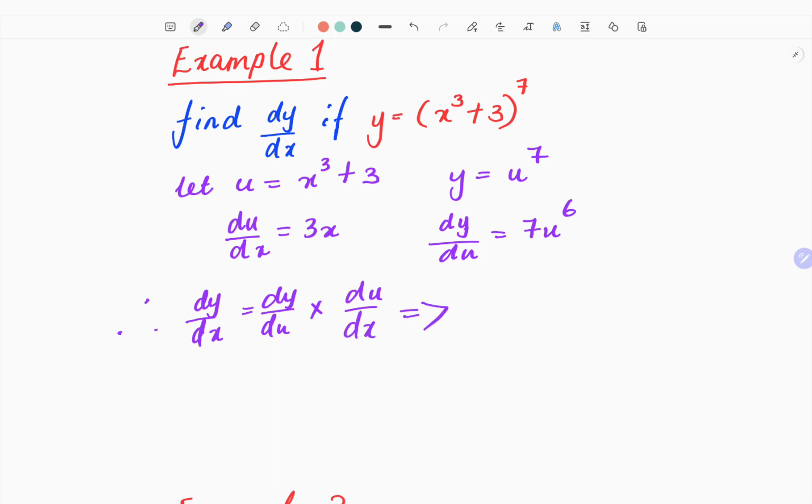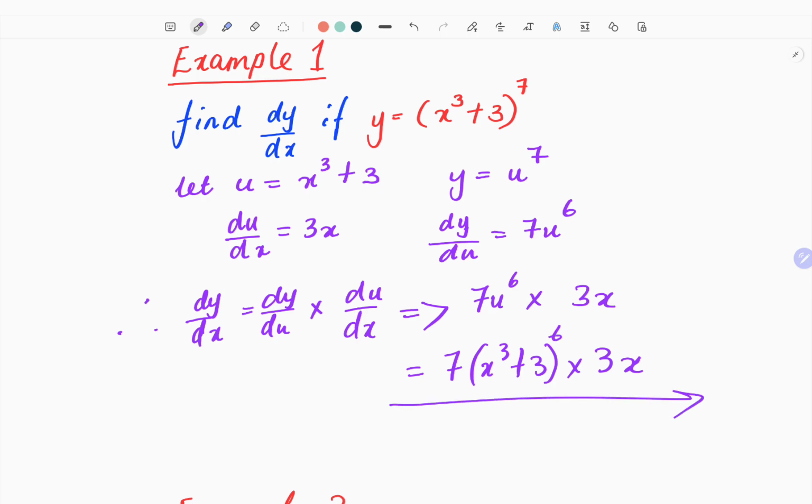In this case, your dy/du is 7u to the power 6 multiplied by du/dx, and that is your 3x squared. The next step that you want to do is to replace that u with x cubed plus 3. And that becomes 7 times (x cubed plus 3) to the power 6, multiplied by 3x squared. And that's how you use the chain rule.